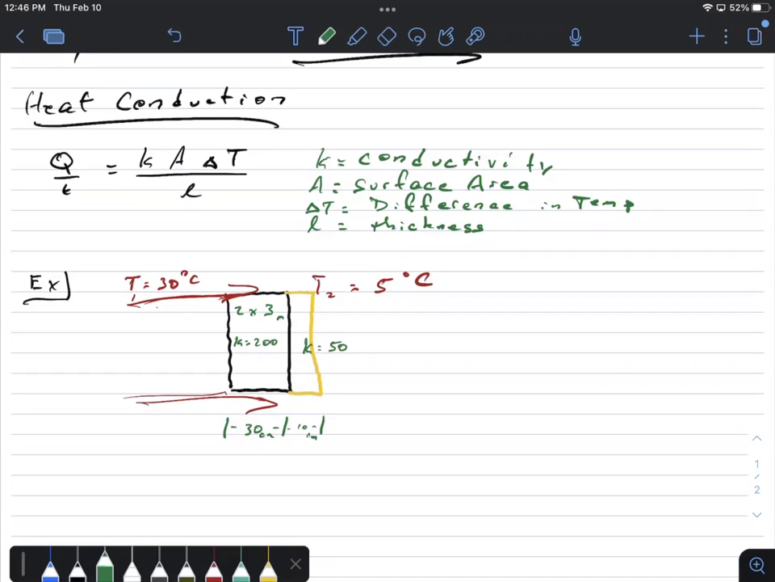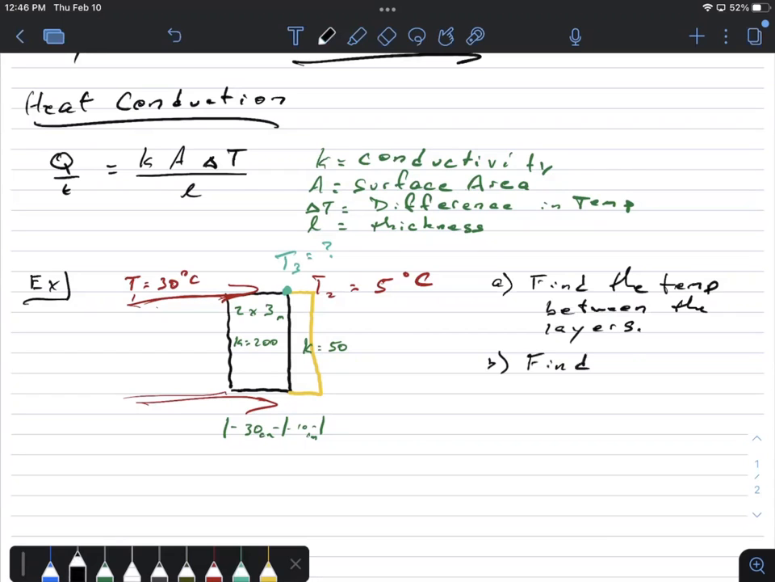So for this setup, the questions would go as follows. Part A, find the temperature between the layers. That means I want to know right here where the first layer meets the second, what is this temperature? I'll call it T3. And then the second thing is, what is the heat transfer rate through the system?